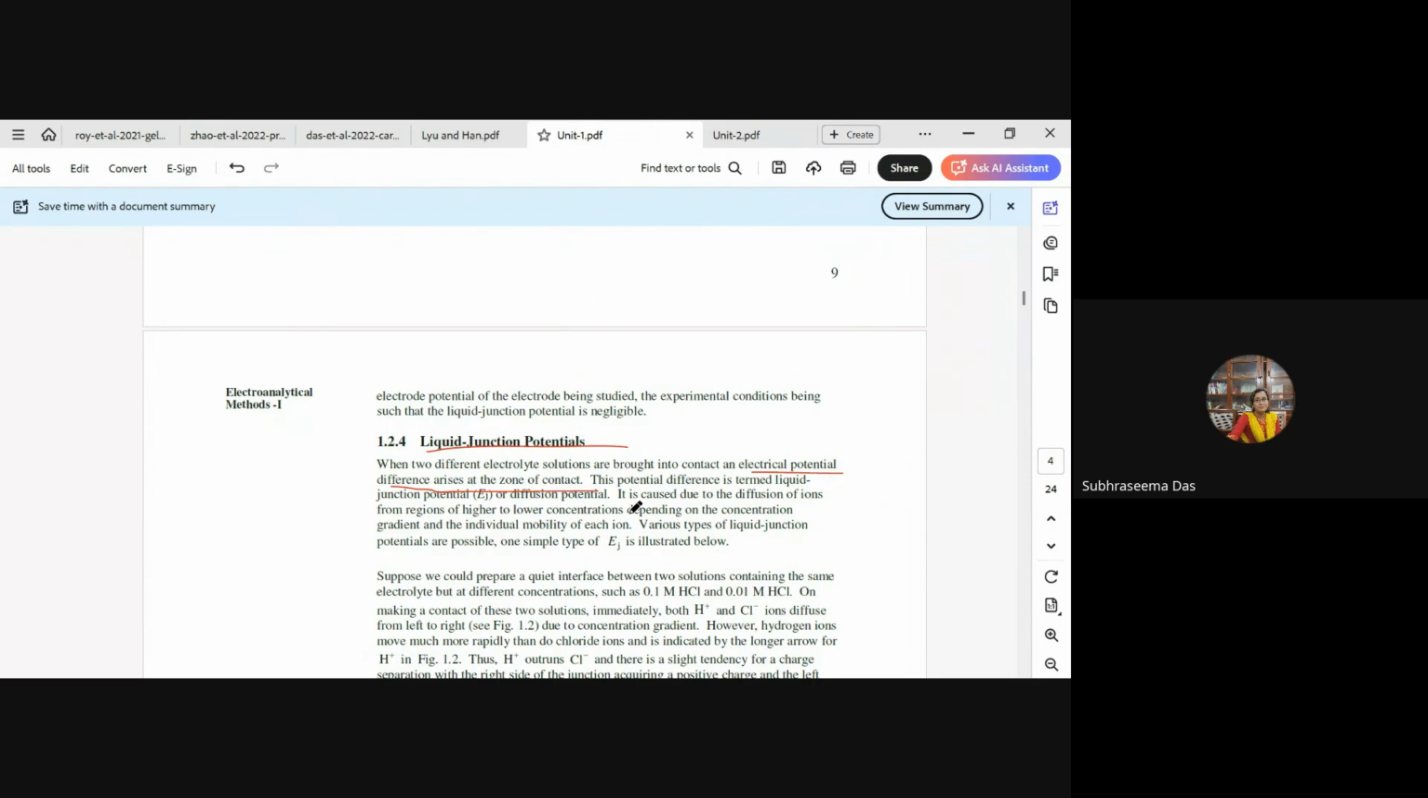So why is this caused? This is caused when we have a concentration gradient, which causes diffusion of the ions from higher concentration to lower concentration. When two different electrolytes are taken and there is a concentration gradient between the ions, the migration or diffusion of the ions occurs from higher concentration to lower concentration. This mobility of such ions gives rise to the liquid junction potential.